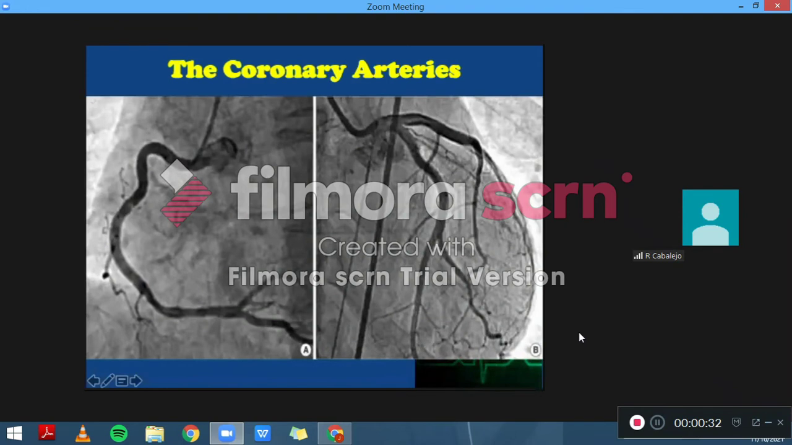This is how your coronaries would look like in a coronary angiography. So this is your right coronary artery. This is your left anterior descending. This is the left circumflex, and this is your left main coronary. So it's kind of a very short branch.